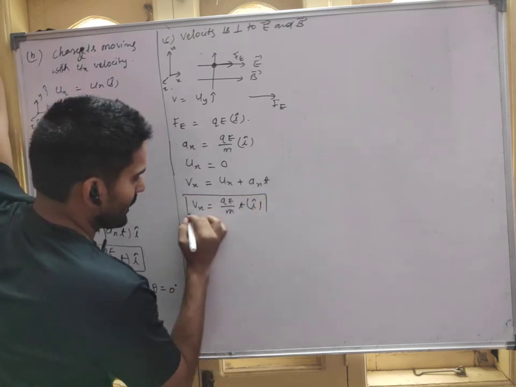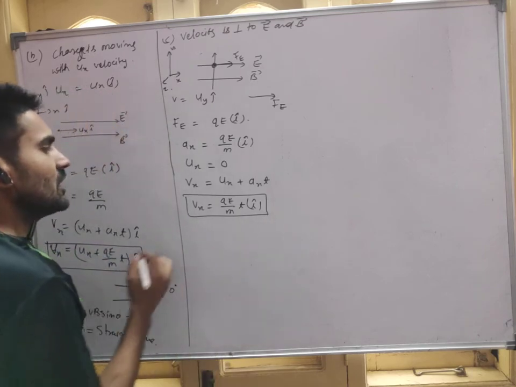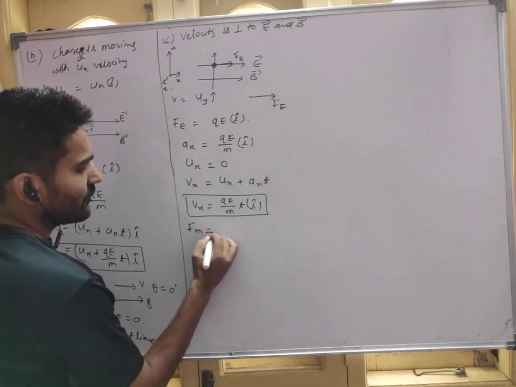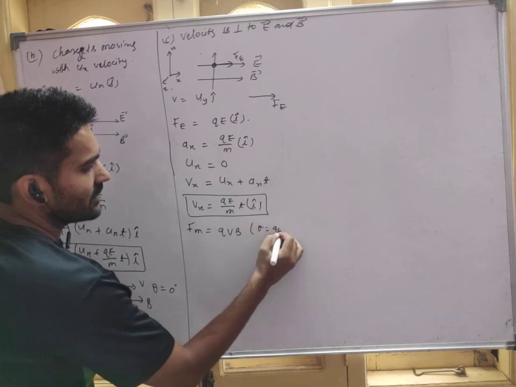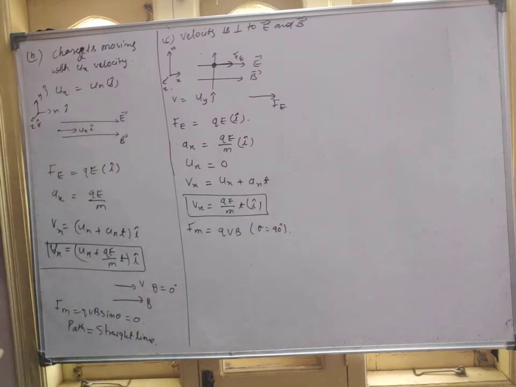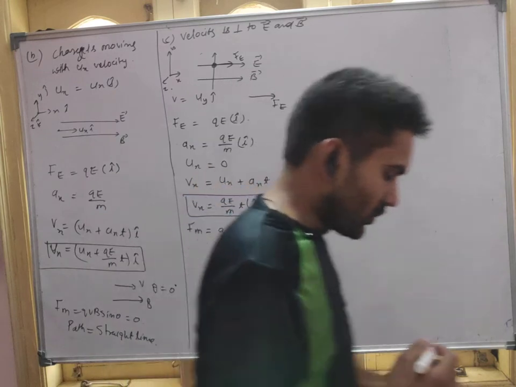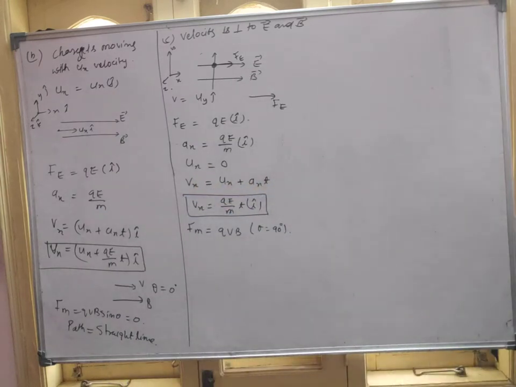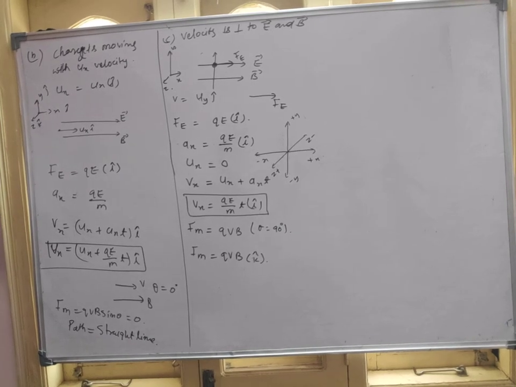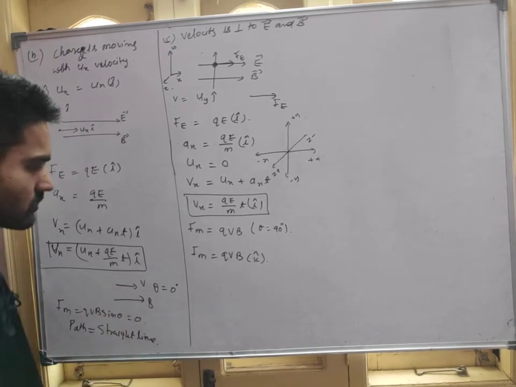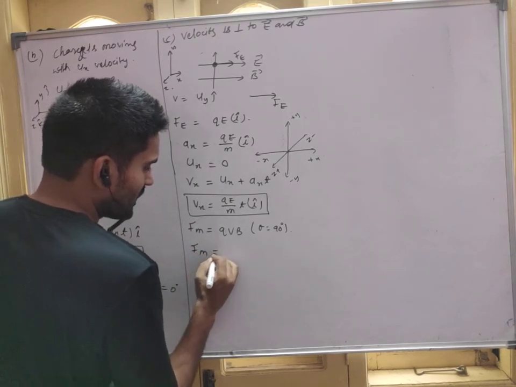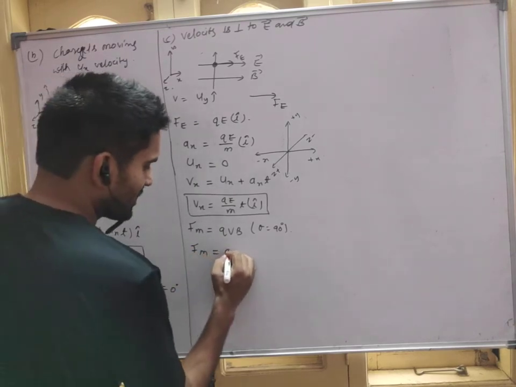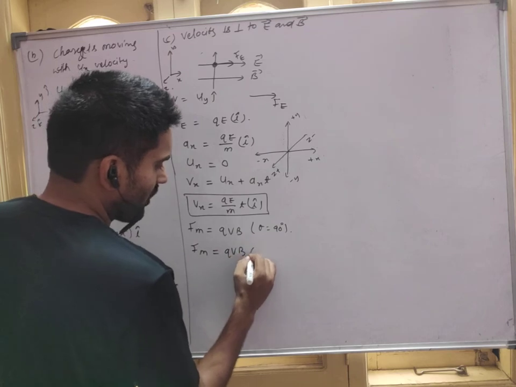Okay? Right. Now, what will be the magnetic force? It will be qvB, as theta is equal to 90 degrees. Tell me the direction of this particular force. So the force will be in which direction, guys? The force will be in negative x direction. Sorry, negative z direction. Minus k.